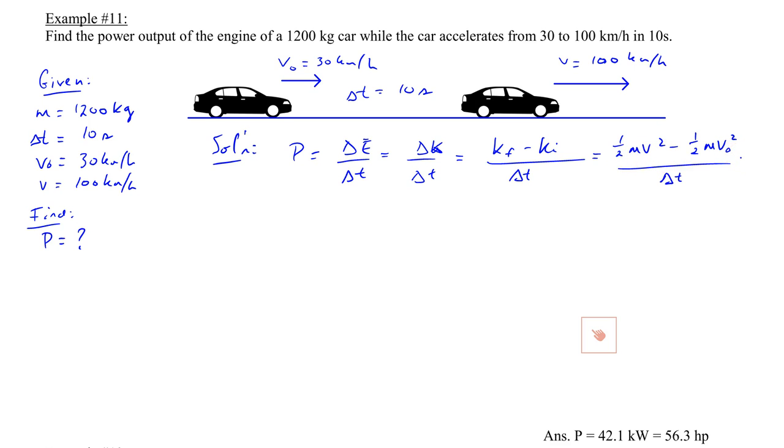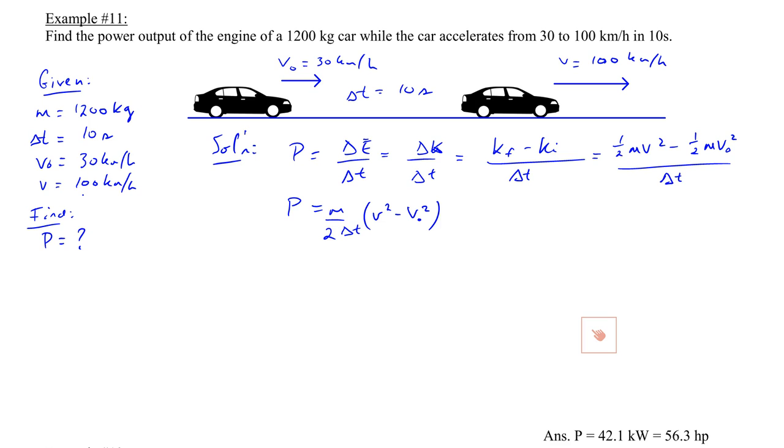If you'd like, you could also take out common factors. So I'll take a common factor of 1/2, m, and delta t. So it's m over 2 delta t times v squared minus v initial squared. Okay, and then now it's just a matter of plugging things in. Probably the most common mistake that people are going to make with this problem is not necessarily the setup, but really just realizing that we would like our energy to be in joules per second, or watts.